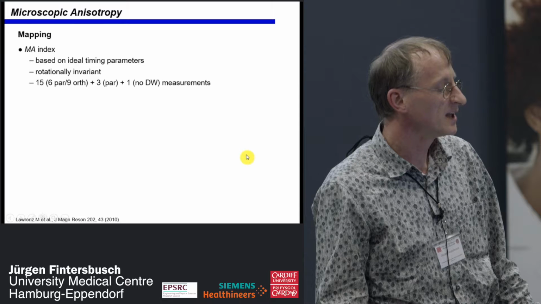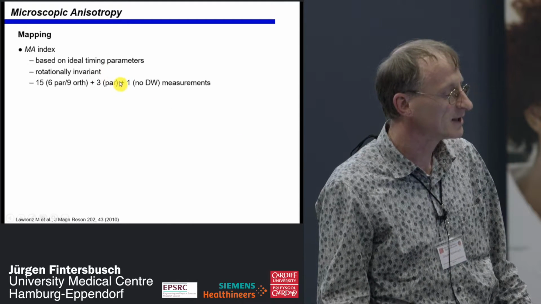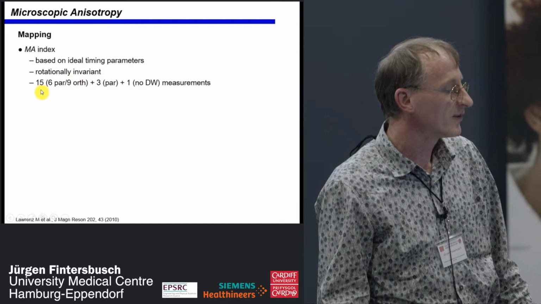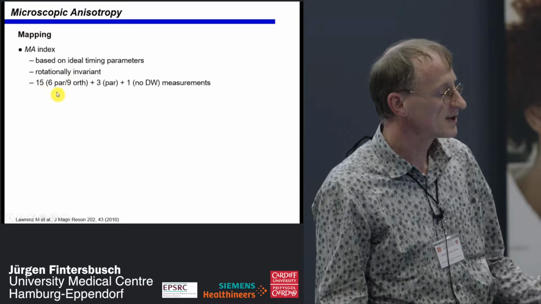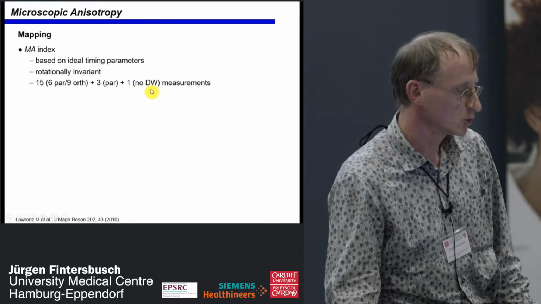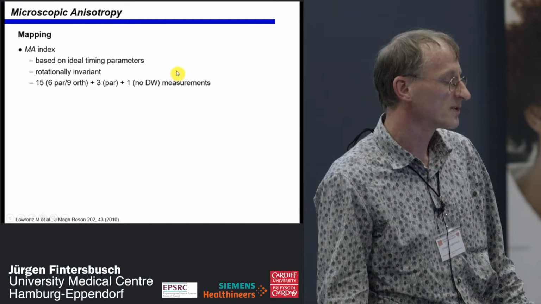We came up with an MA index, which is derived from a quite complex tensor model that's based on ideal timing parameters. It is rotationally invariant, and we found that it requires at least 15 acquisitions at a higher b-value, 3 at an intermediate b-value, and 1 without diffusion weighting. So that's the minimum number, but if you really go to a real scanner, it's always a good idea to have a bit more.